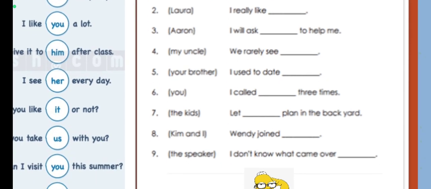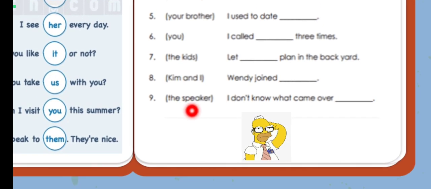On the 7, let them play in the backyard. It's good. Then Wendy joined us, right? That's great. It is correct because we have Kim and I. That is us. Okay. The speaker. I don't know what came over me. Maybe. Okay, this is the speaker.